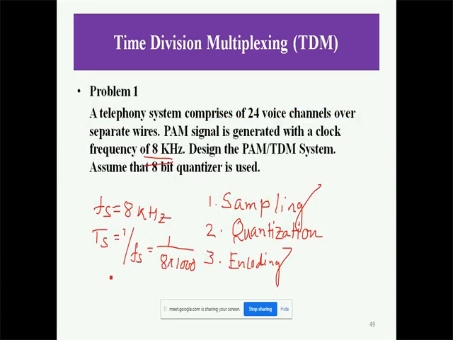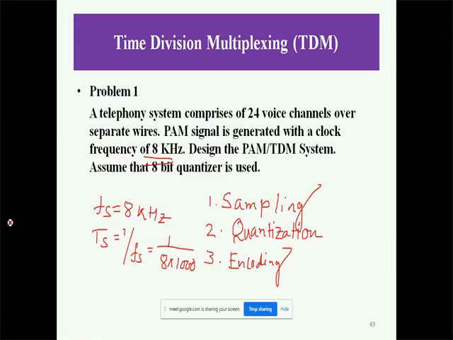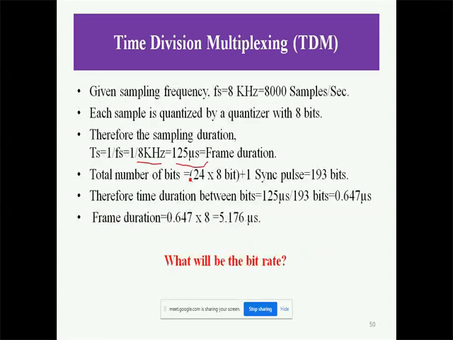Next, what you have to find is the system design, the bit rate, the bandwidth, these things, and the total number of bits. How many channels are there? A total of 24 voice channels, and each channel is 8 bits, because an 8-bit quantizer is used here. So the signal will be multiplied by 24 into 8, meaning one single message has 8 bits. This is known as an 8-bit quantizer.